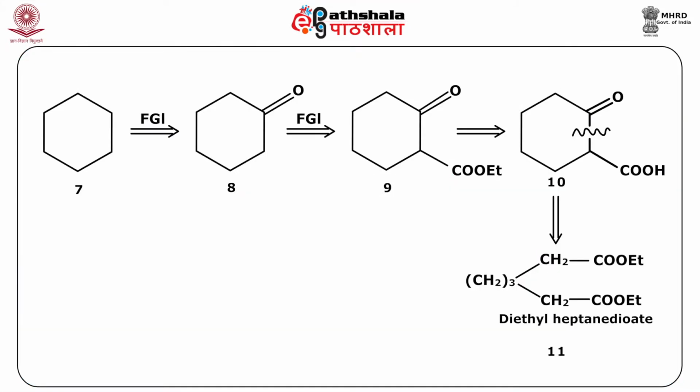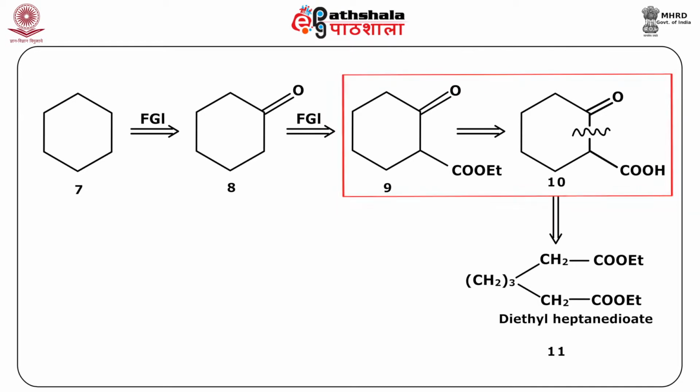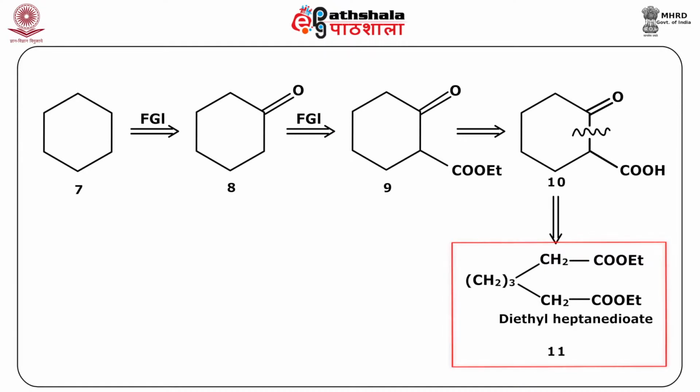The synthesis of cyclohexane similarly can be traced by the retrosynthetic approach as given in the figure. The functional group interconversion shows that the cyclohexane can be obtained from cyclohexanone, which further can be obtained from 2-oxocyclohexane carboxylic acid ethyl ester, which is given in the figure. The carbon-carbon disconnection of the 2-oxocyclohexane carboxylic acid, as shown in the figure, shows that this can be obtained from diethyl heptane dioate.